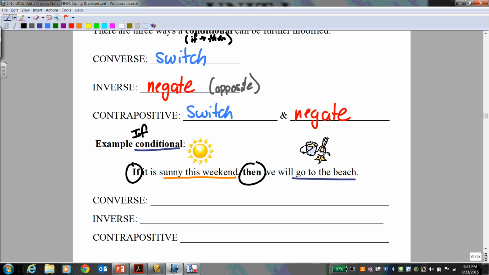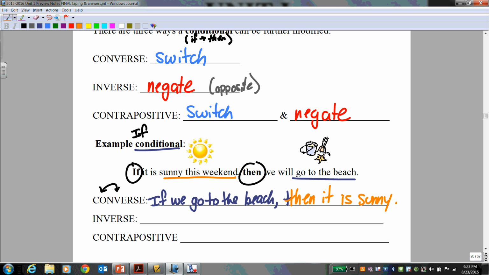Ready? Converse means to switch, so we just switch the order. And we'll write something like this. Now, this may or may not make sense, but for now, you just write it. So we write, if we go to the beach, then it is sunny. So notice the converse, I simply switch the order there. If we go to the beach, then it is sunny.